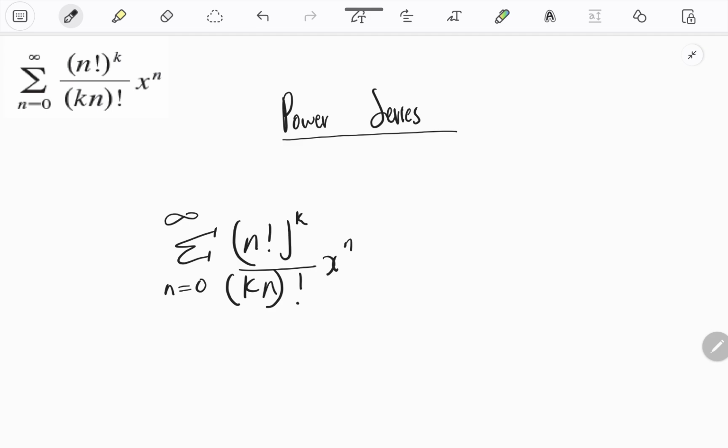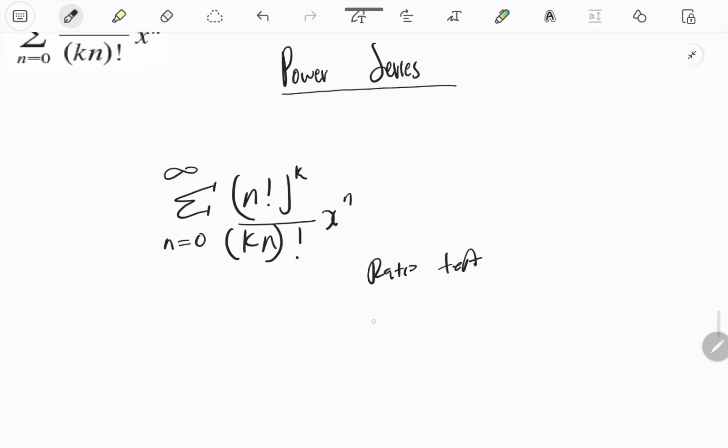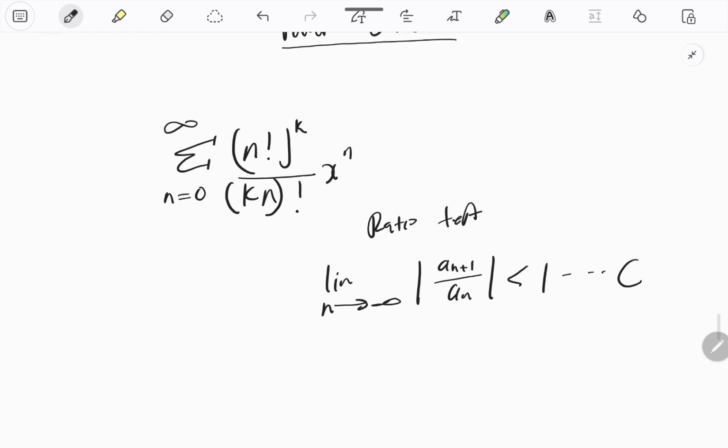Let's use, I think they call it the ratio test. For the ratio test we want the limit as n goes to infinity of a_(n+1) over a_n to be less than 1. Then we can conclude that whatever we're talking about converges. So we're going to take this guy and put him exactly under our ratio test.